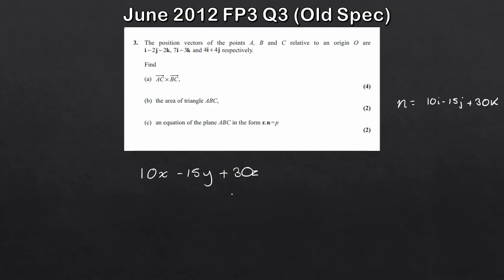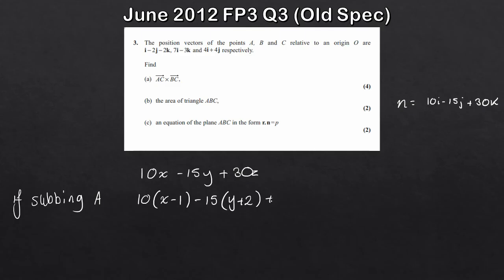So we set up our equation very similar. We just replace it with x, y, and z. But what we need now is this p here. Well, imagine you're going to sub in a point here. So I'm going to think about subbing a in. So if subbing a, well, consider that point. So it's 1, minus 2, minus 2. So if I was to sub that in, that would be 10 lots of x minus 1, minus 15 lots of y plus 2, plus 30 lots of z plus 2.